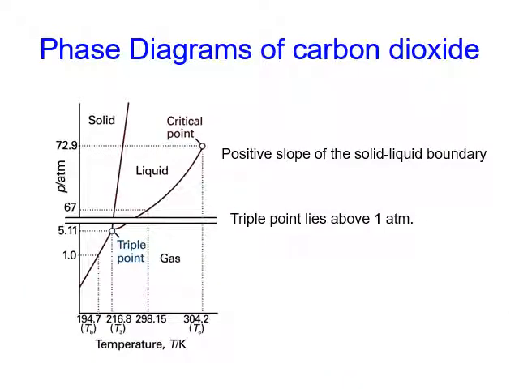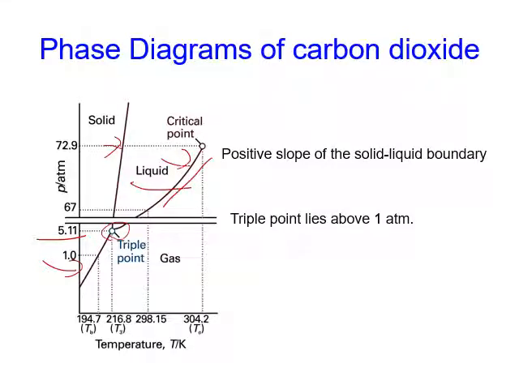This is the phase diagram for carbon dioxide, which follows the typical pattern for a pure substance. The triple point is about 5 atmospheres, and the temperature is 216 Kelvin. And so according to this phase diagram, if we want to make liquid carbon dioxide, one way to do it is to compress gas phase to pressure above 5.11 atmospheres. Another important thing to notice is that all these three phase boundaries, they have a positive slope.